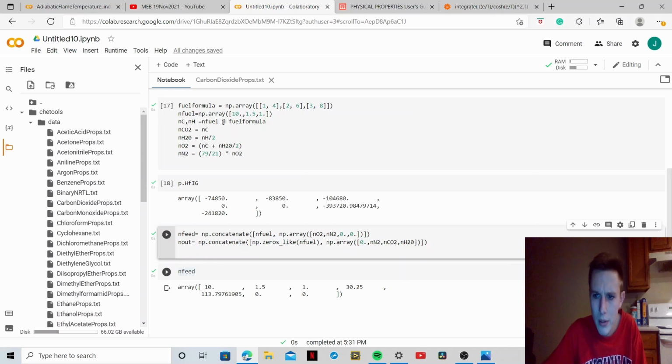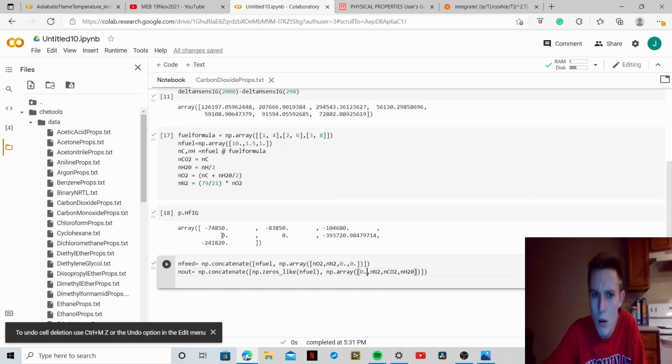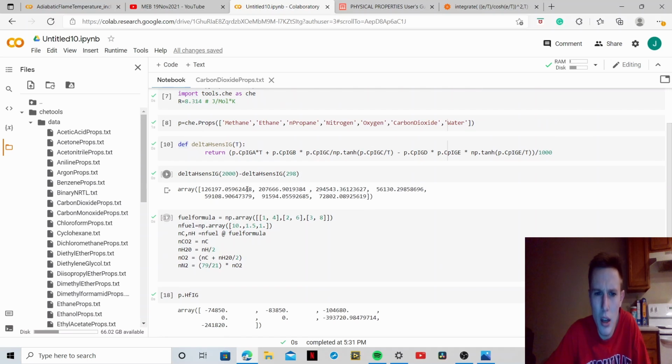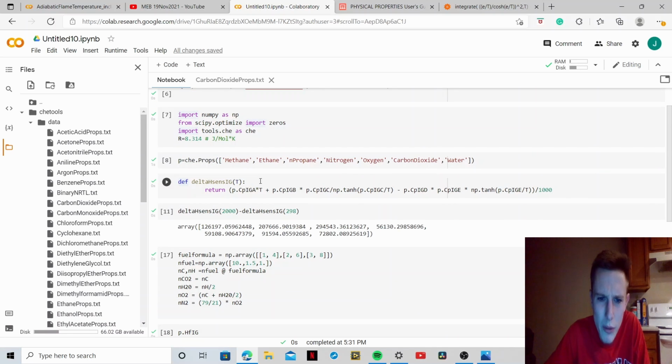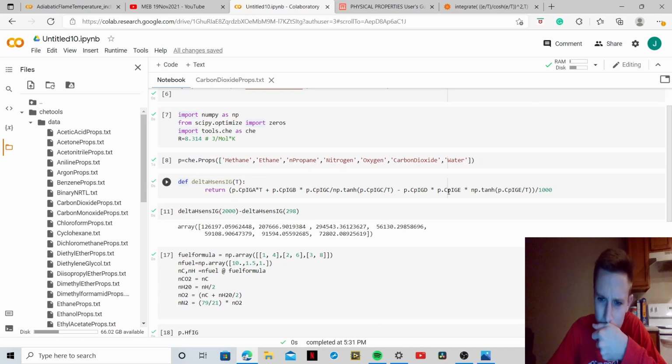So from this point, let's go down here and delete this, and start thinking about looking back up here. Before, we created a function that allowed us to find the change in enthalpy for an ideal gas at a certain temperature. So we have our heat capacities here.